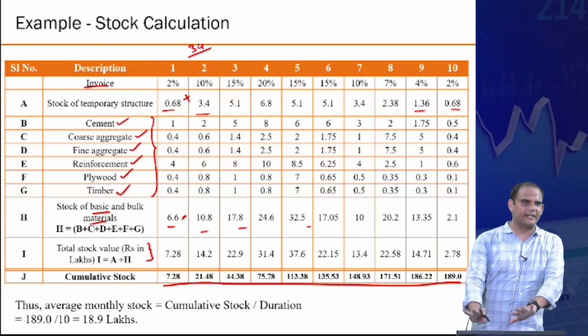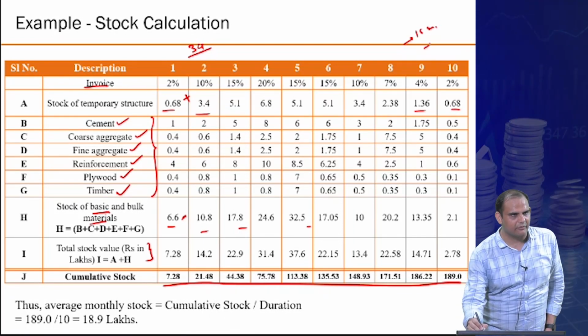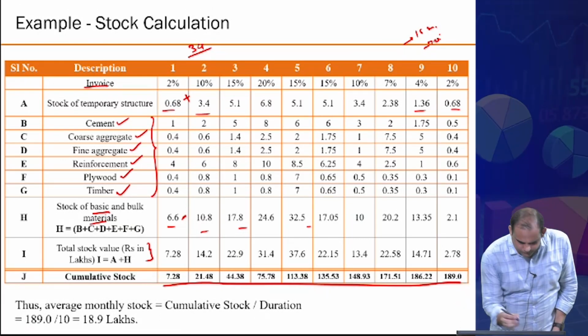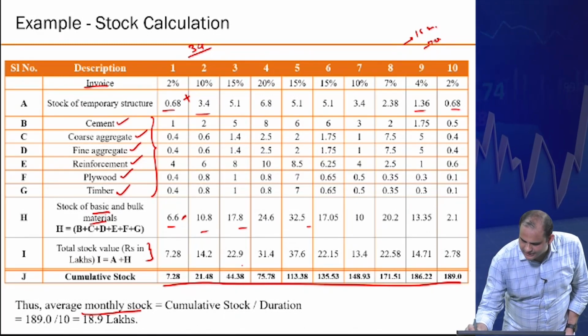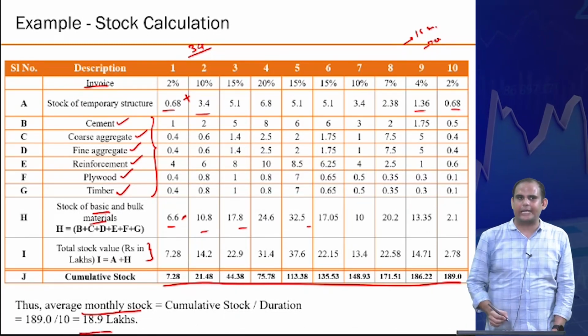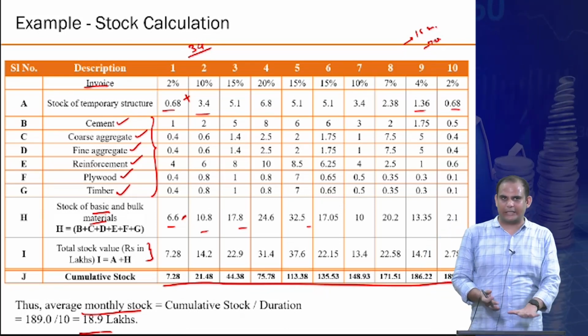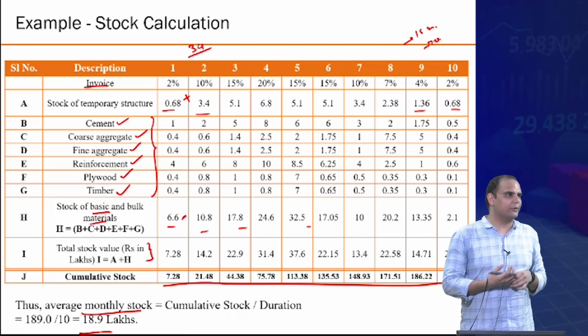This is a slightly different example. Earlier the example was 16 months and the total project was 20 months. It's not the same example. Okay. So the average monthly stock you can calculate is the average of essentially this series, which will come out to be 18.9 lakhs. So on an average, you need to have this much money stored in the stock in order to execute the project.